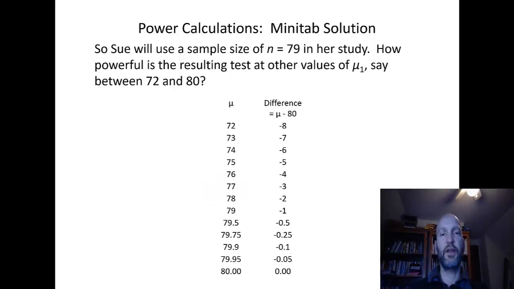Turns out that Sue's not just interested in what happens when mu is equal to 75. She wants to know what the power is for other values of mu, so 72 up to 80. And remember, Minitab only cares about the difference, so if we take those values and subtract 80, then we get a column of differences, and that's what we're going to put into Minitab.